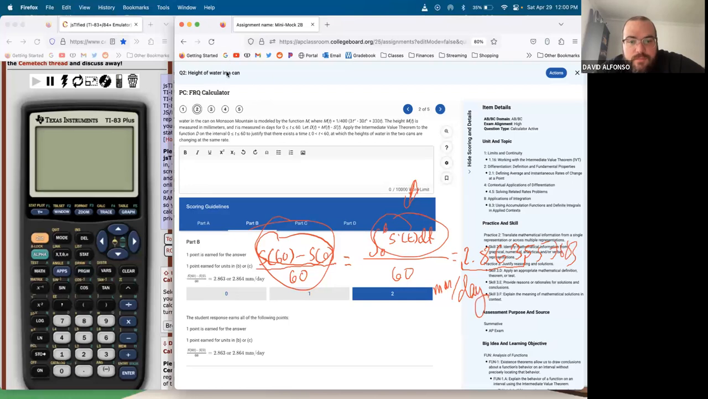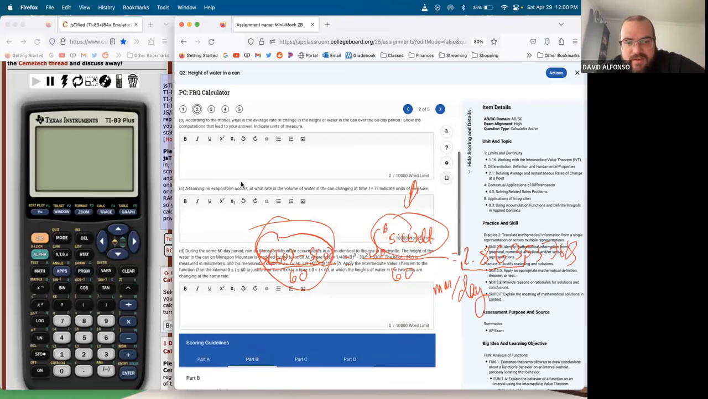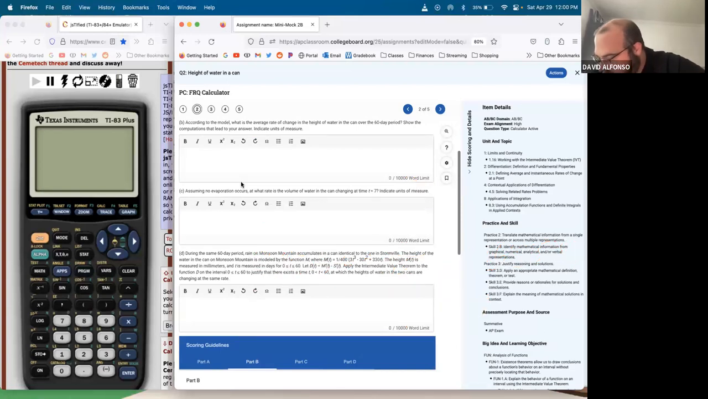So let's take a look at part C now. Assuming no evaporation occurs, at what rate is the volume of water in the can changing at time t equal 7? Indicate units of measure. Oh my God, this one's easy, y'all. This is so easy.